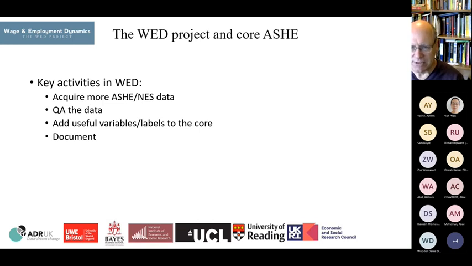First of all was to acquire all of the ASHE NES data that ONS has and try and make it integrated and accessible. Second thing was to QA those data. Third element was adding useful variables and labels to the core, because sometimes the way that the variables are there is not clear, and there are lots of useful things which should be in the dataset which aren't. And finally, to try and document these things, because there is a lot of documentation out there on ASHE, but not all of it is necessarily accessible to all user groups. So I'm going to talk through each one of those.